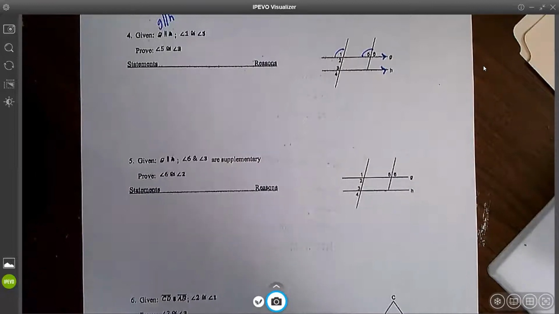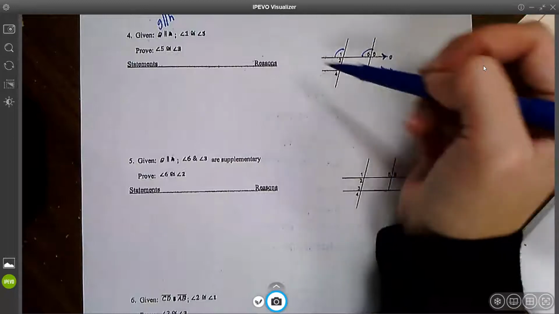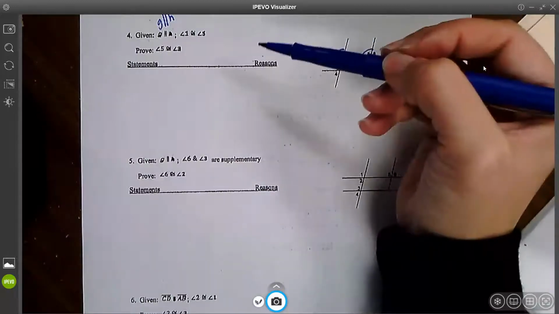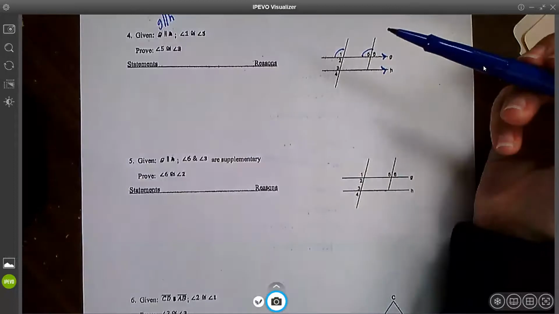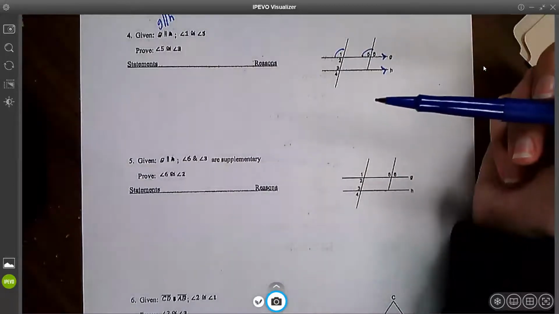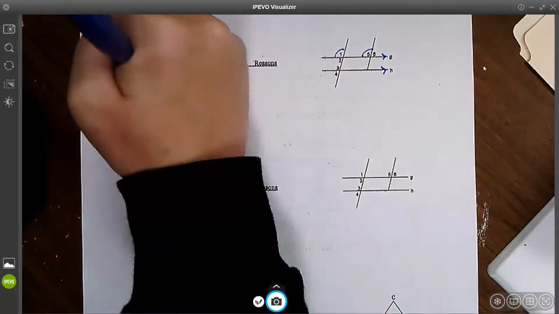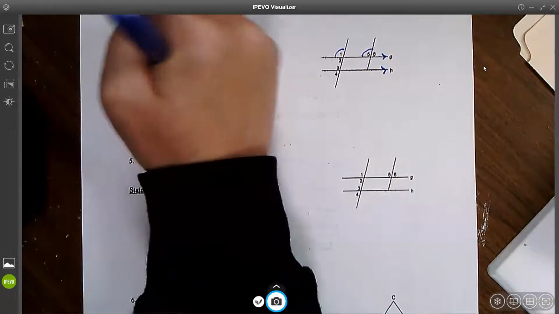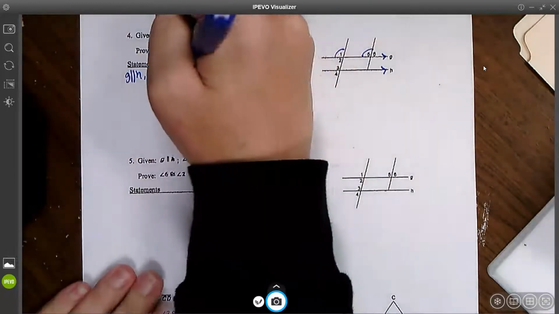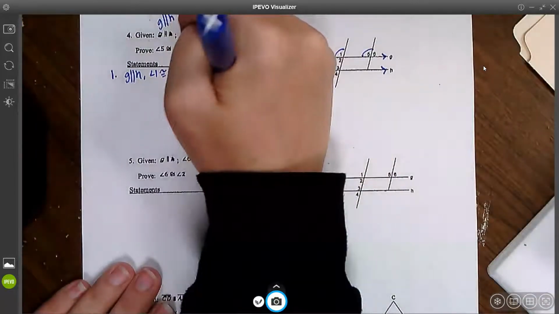So because G is parallel to H, I'm going to start with what I'm given, and then I want to start with one of my angles and relate it to a different angle that I can then relate to my last angle. So my first statement is G is parallel to H, and angle 1 is congruent to angle 5. My reason there is given.